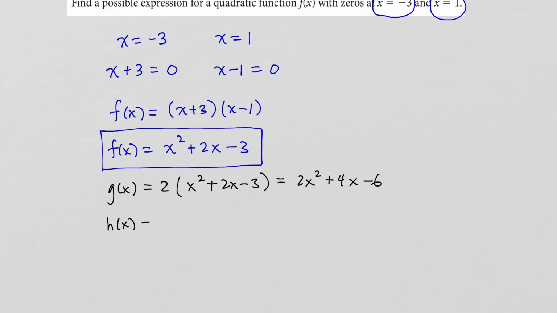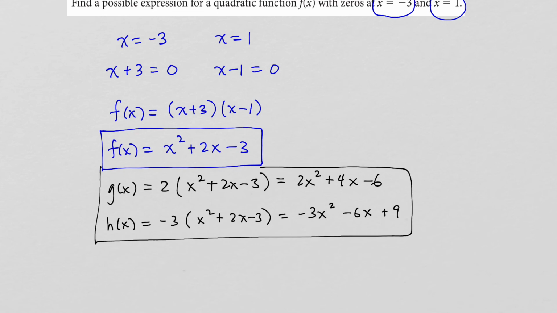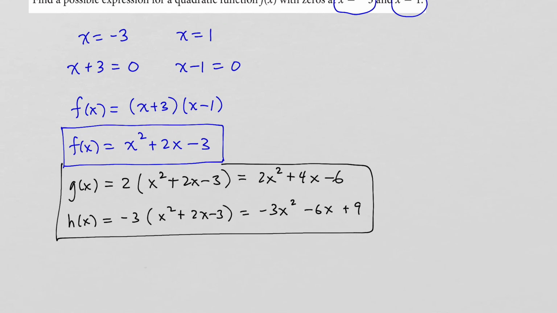We could also do something like h of x equals negative 3 times x squared plus 2x minus 3. And if you multiplied this one out, you would get negative 3x squared minus 6x plus 9. And just to kind of show you, I'm going to bring in a graph of all three of these so you can see that indeed they have the same real zeros.